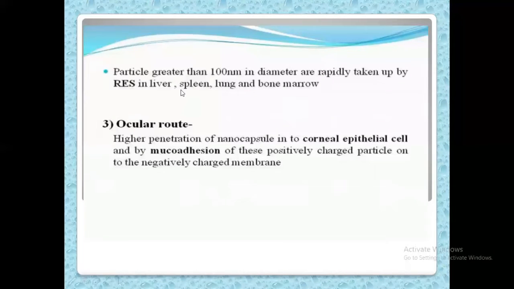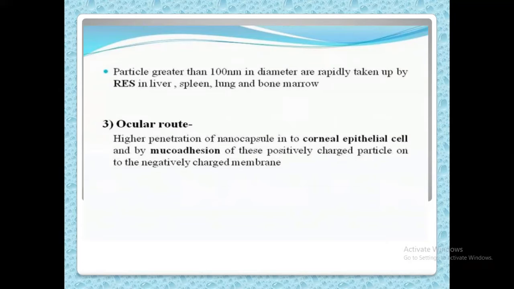Particles greater than 100 nanometer in diameter are rapidly taken up by the RES in liver, spleen, lungs and bone marrow. The reticuloendothelial system, RES, is a blood vessel system present in the liver, spleen, lungs and bone marrow. So through blood, if particles greater than 100 nanometer go there, they will be directly taken up by this RES. Another route is the ocular route.